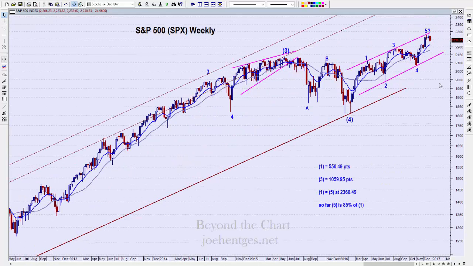How far are we right now from the low at 1810 to the high up here of the week of December 16th? We are 85% of wave 1. So we're getting to the point where we're pretty close to equal to wave 1. You don't have to equal wave 1. It's kind of an approximate type thing.